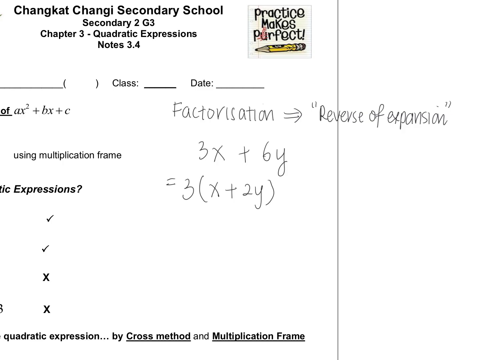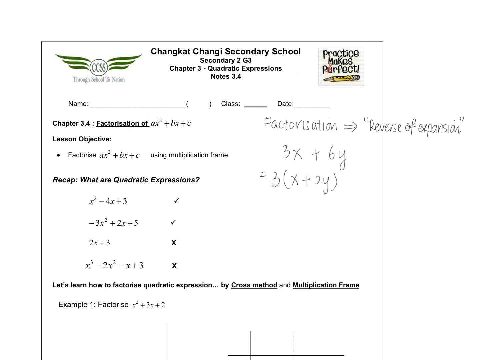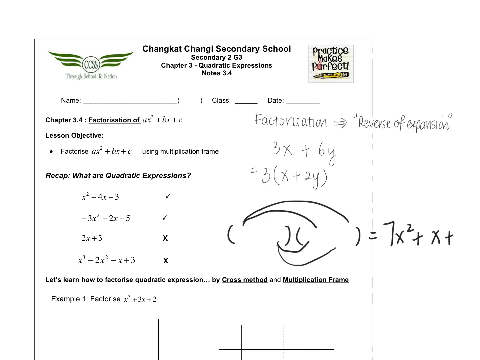Okay? But what if I have a quadratic now, like this kind? How do I factorize it back into the 2 brackets? Because I do my rainbow and then I get my 3 terms: something squared plus something x plus something number. But how do I do the opposite? It looks very complicated, but there are 2 ways.